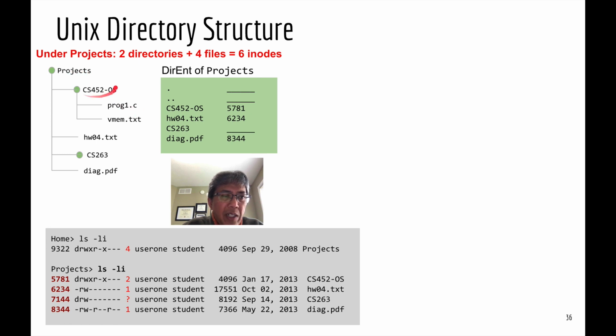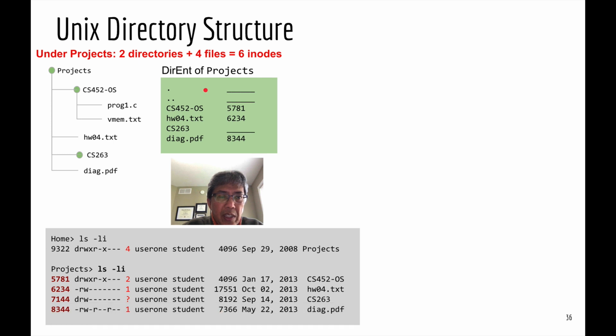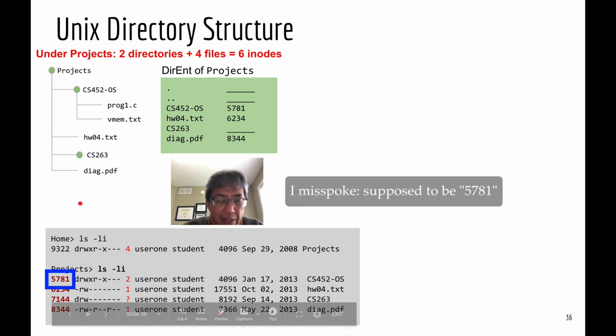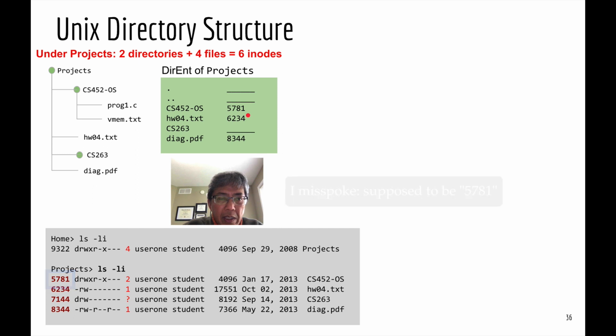These 2 files are under another subdirectory. And if you try to match the output of ls -li down here with the diagram of directory entry, then you should see the correspondence between the numbers. So the subdirectory CS452OS has an inode of 4781, and that's why you see the same number down here and up here. And the file homework4.txt has an inode number 6234, the same number that you see inside this box.